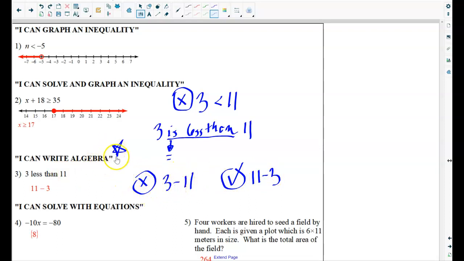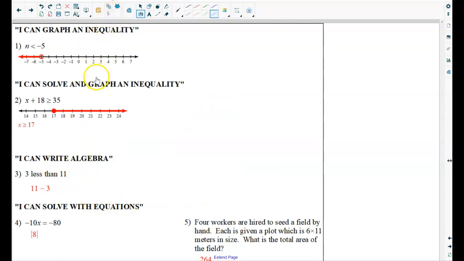So again, just put a star, special scenario, this right here. Less than. It's just a very special case in math. It pops up in a lot of tests because they know students can easily get that wrong. Alright. Now let's go over here. I can solve with equations. So here we have an equation.